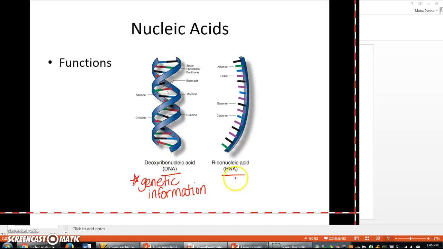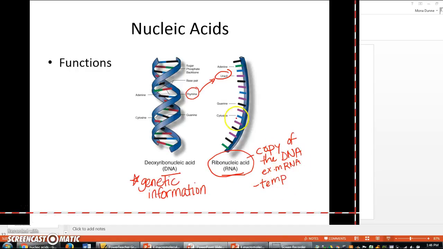And then this right here, this is ribonucleic acid. So this is simply a copy of DNA, a single-stranded copy. And remember, this one doesn't have T. So instead of thymine, it has uracil in RNA. So this is a copy of the DNA. So you'll remember there was messenger RNA, and messenger RNA is very temporary. RNA doesn't last very long, whereas your genetic information lasts your whole life. So really one main function for both of these.